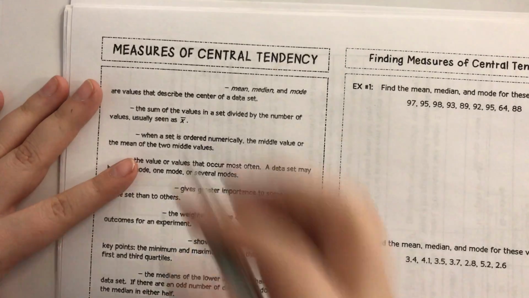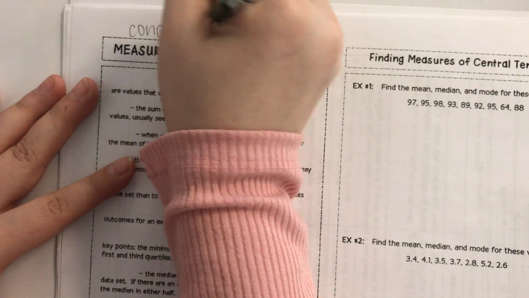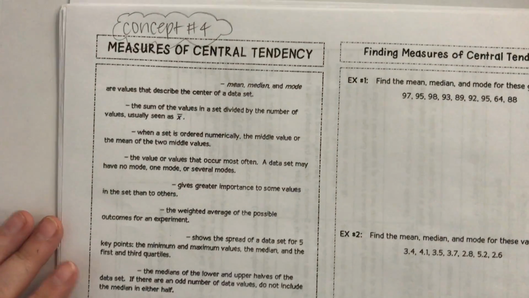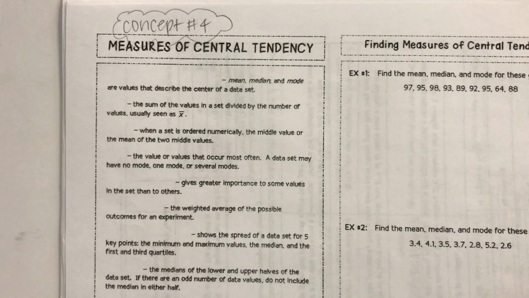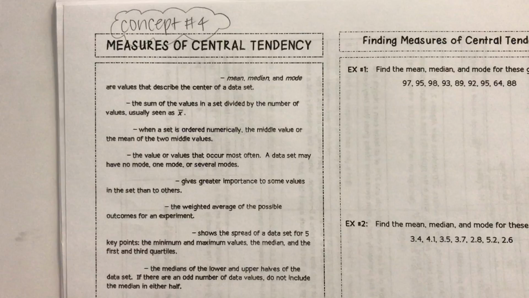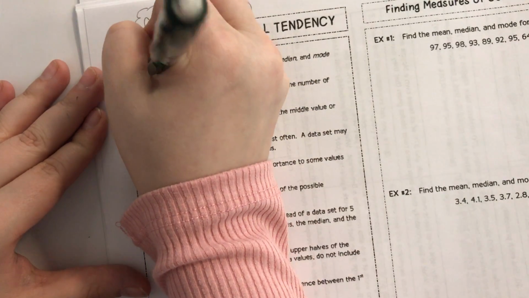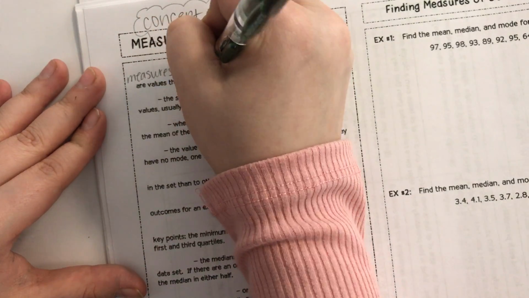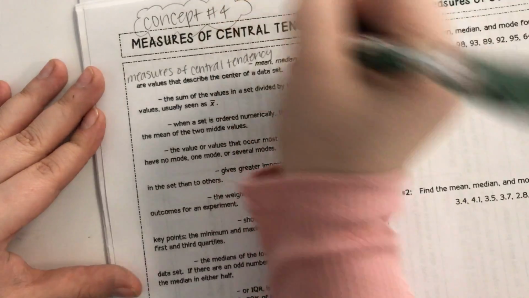Okay, concept number 4. This is kind of a long one as far as vocabulary goes. So there's quite a few vocab words we have to write down before we can really do some examples here. So first things first, measures of central tendency. It sounds really complicated, but really it's not.